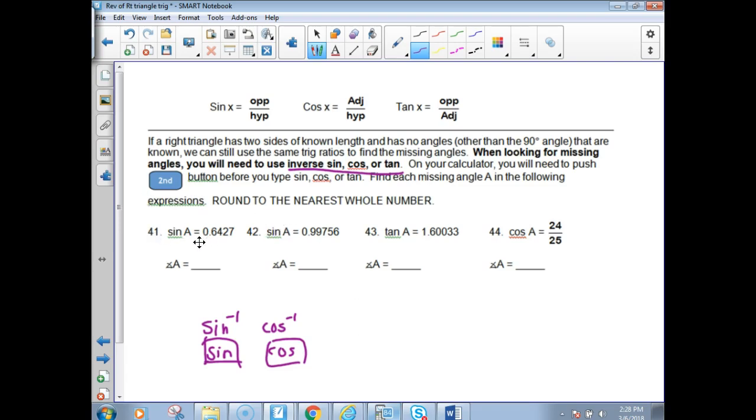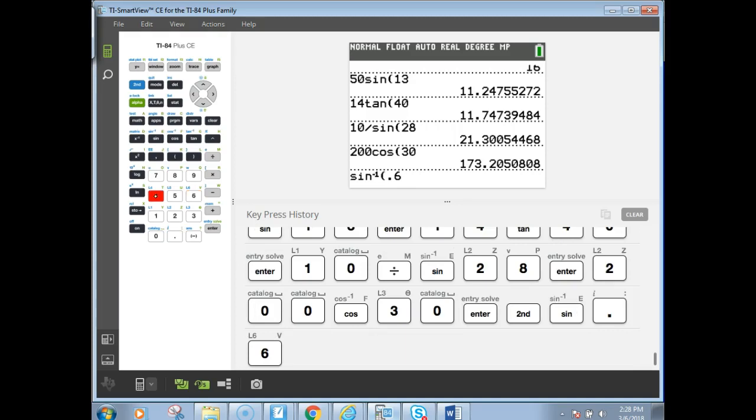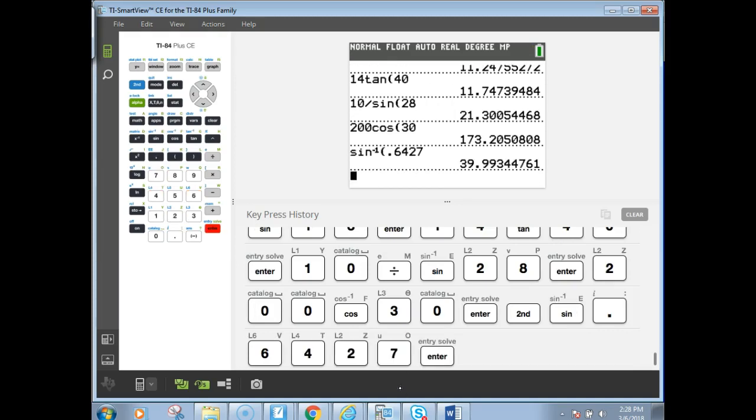So if I want to know this angle, what ratio provides me with this angle? Remember, this is a comparison of the opposite to the hypotenuse, and it's 64%. The opposite leg is 64% of the hypotenuse. You're going to need to hit second sine of 0.6427. So you go in your calc, you hit second sine 0.6427. You hit enter, and it will give you back the angle.